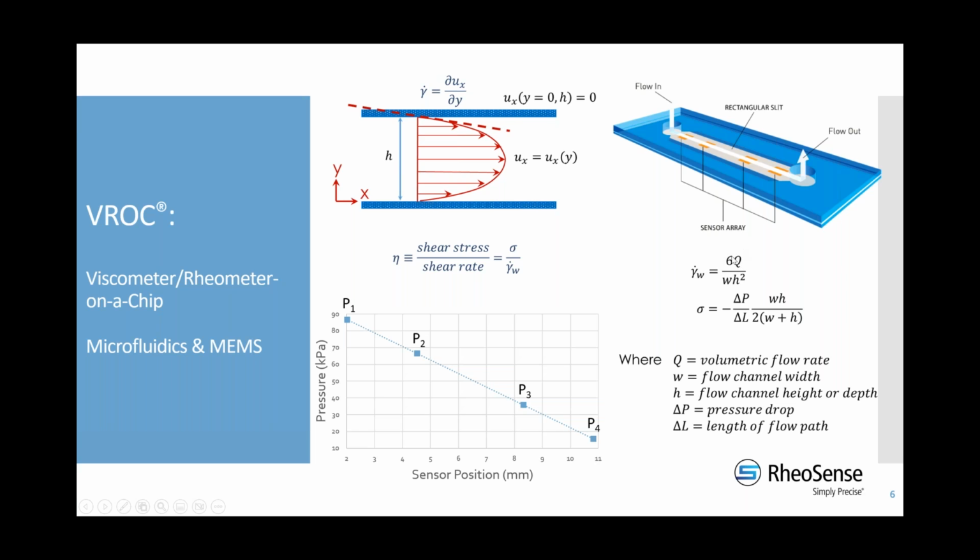So we're controlling flow rate Q, which allows us to calculate a shear rate using that flow rate and the geometry of the channel. Then we measure the pressure drop across the base of the channel, which would look something like this, pressure as a function of sensor positions. We use the slope from this pressure drop, along with the dimensions of the flow channel, to calculate the shear stress. Shear stress's proportionality to shear rate gives us the dynamic viscosity. So that's the core of our technology, and this is across the board in all of our instrumentation.